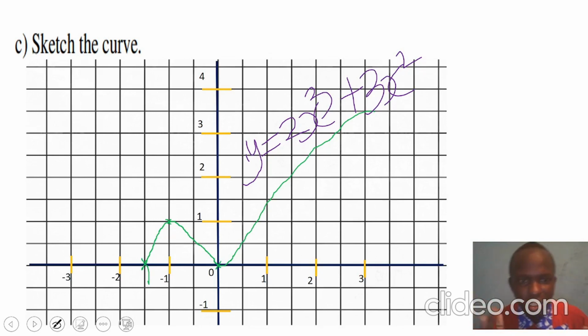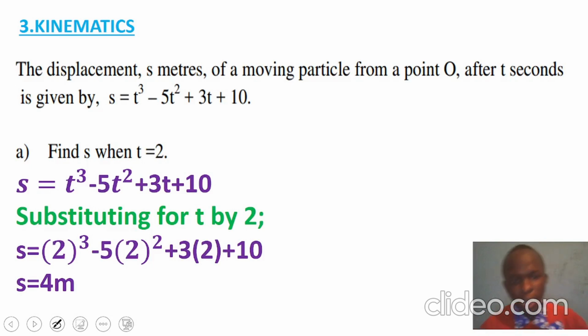Now that we have seen how a graph can be sketched, let us go to the third part of this tutorial, and that is kinematics. Like I stated earlier when I was introducing this topic, kinematics is just the study of motion of bodies without considering the force. Kinematics is a branch of mechanics, so we're not going to talk about mechanics, so let us just concentrate on this, and that is the example.